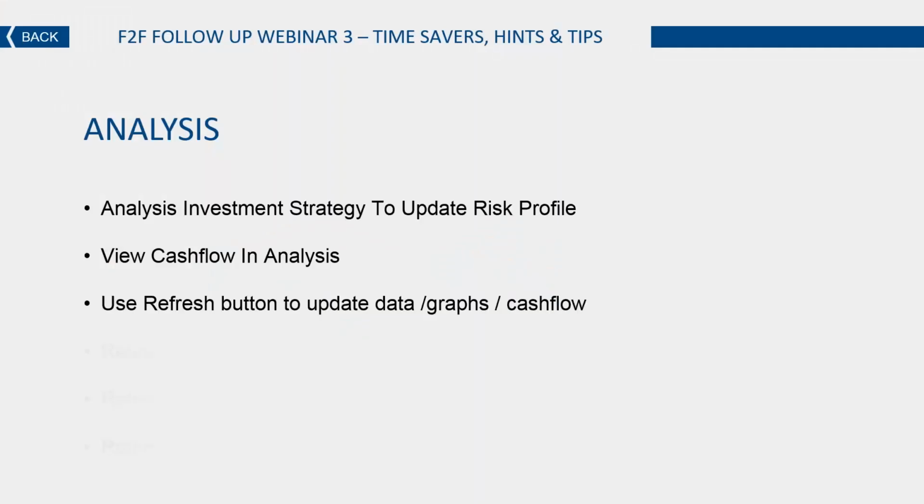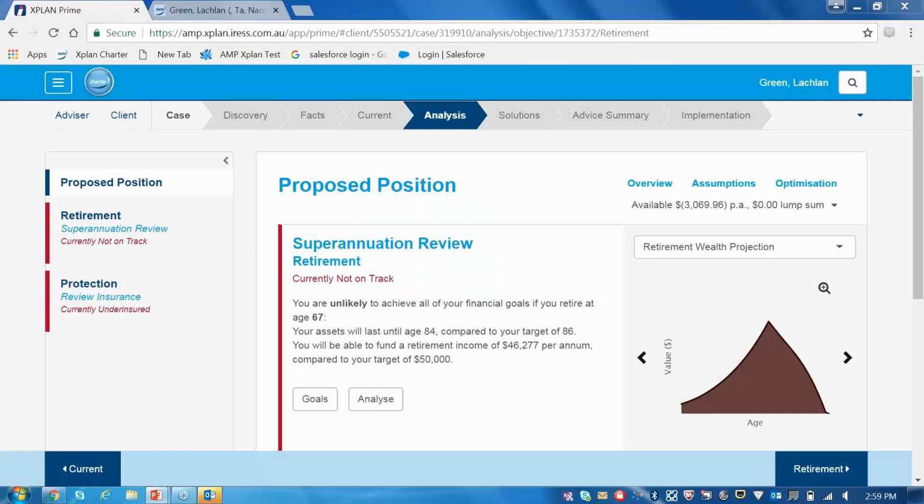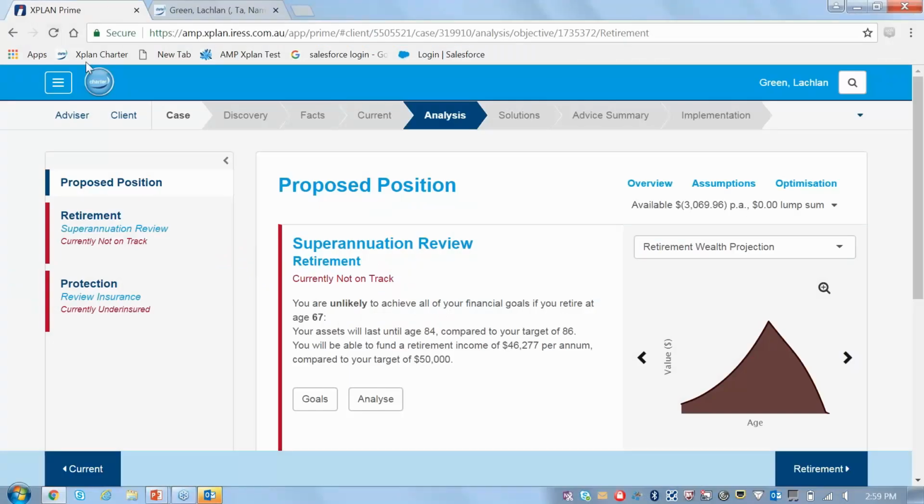Okay, the last area I'm going to take you through is the assumptions area. Okay, so the assumptions area is actually quite important because whatever you update in here will impact the cash flow and projections both in Prime and in your statement of advice. Okay, so there's three different areas: the general, protection and retirement tab, and I'll take you through the key sections which you should be focusing on within the assumptions in Prime. Okay, so assumptions can be found in both current and analysis, the chevron tabs, when you're navigating Prime. So I'm in analysis, and I'll click on the assumptions area here.